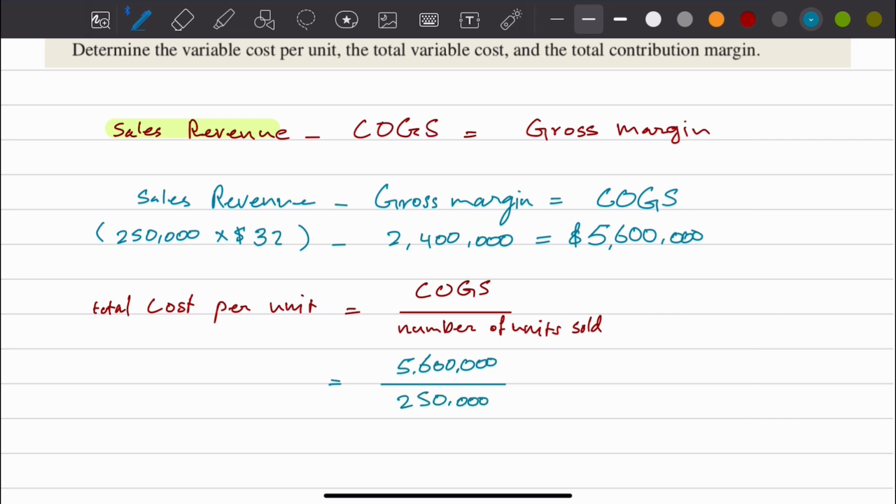Okay, go to our calculator. 5600 divided by 250,000, and that's $22.40. Okay, this represents the total cost for each unit that was produced.